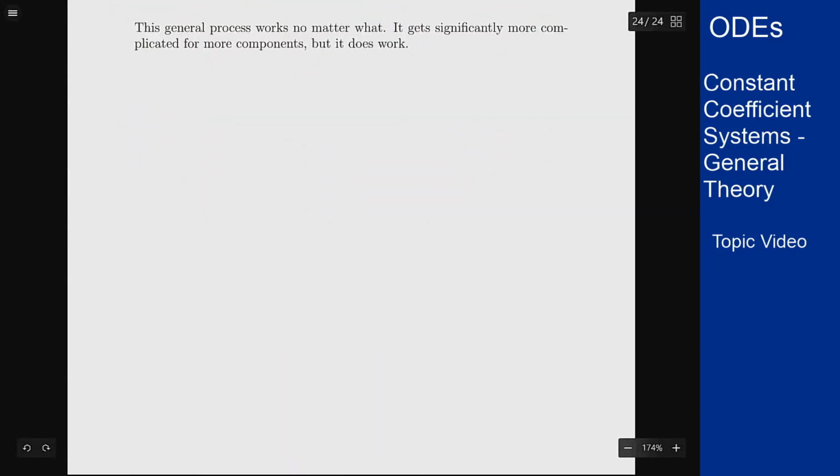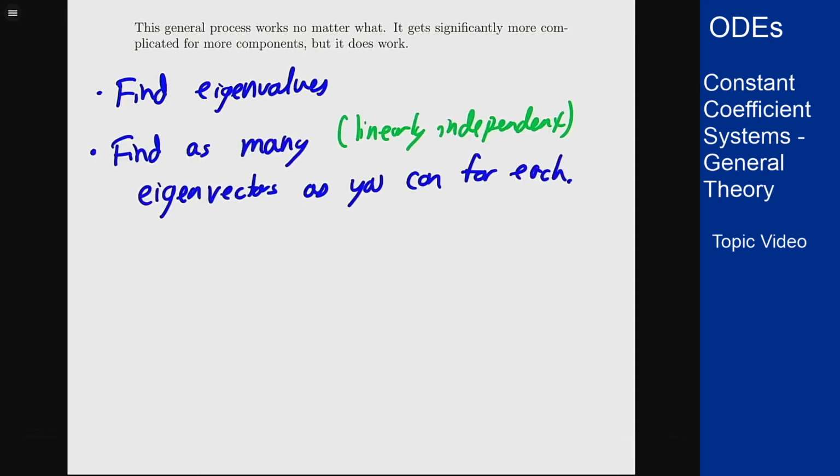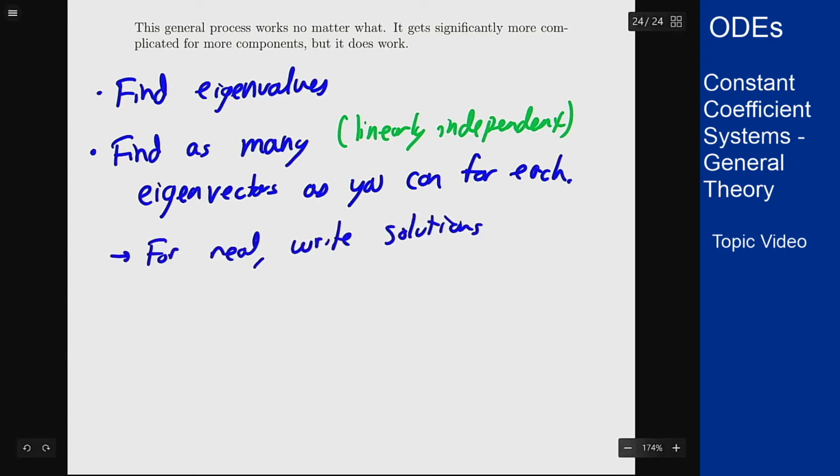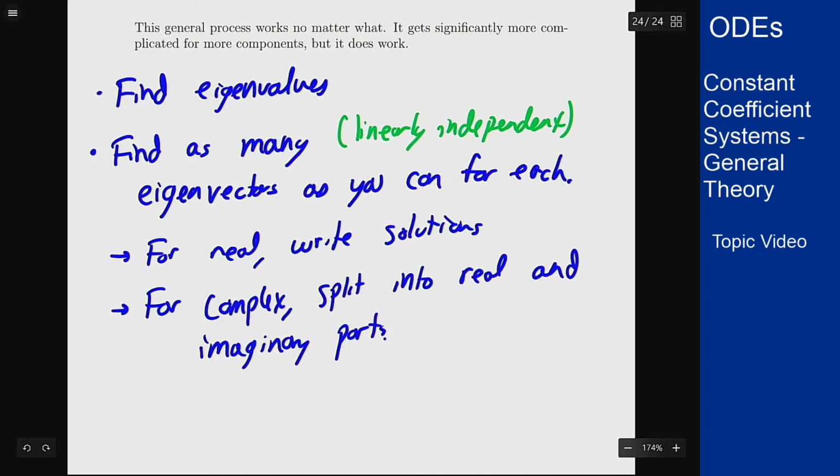You're always going to be hunting for eigenvalues first. Then for each of them, you want to find as many eigenvectors as you can. For real ones, write those down as solutions. For complex, split into the real and imaginary parts. And then for repeated defective, add in these t e to the 2t plus e to the 2t solutions to get to the full number of solutions that you need to find the general solution.